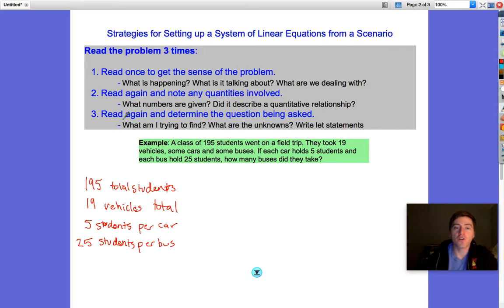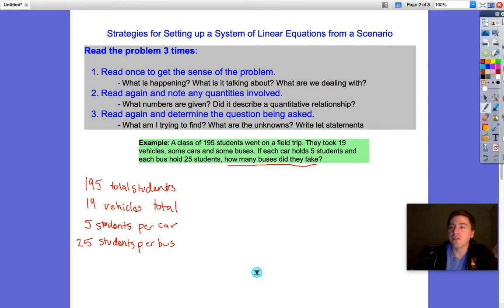All right. The last thing is to read again and determine the question being asked. 195 students went on a field trip, 19 vehicles, some cars, some buses. Each car holds 5, each bus holds 25. And how many buses did they take? Here's our question: how many buses did they take? That's what we're trying to find.